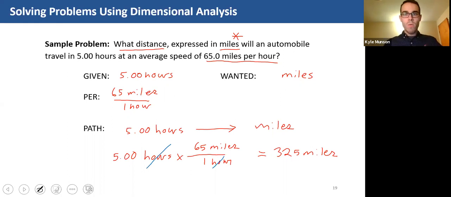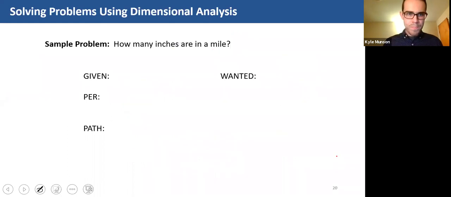Okay, so that's another example. One final problem. How many inches are in 1 mile? All right, so again, pause the video, and when you're done with the problem, hit play, and we'll go through it together, okay? All right, so what is our given quantity? Well, 1 mile, okay? 1 mile. All right, and I try to word these all a little bit different. Maybe I did a bad job of that, but I try to word them differently so you can get different examples of going through these problems. Wanted, we want inches.